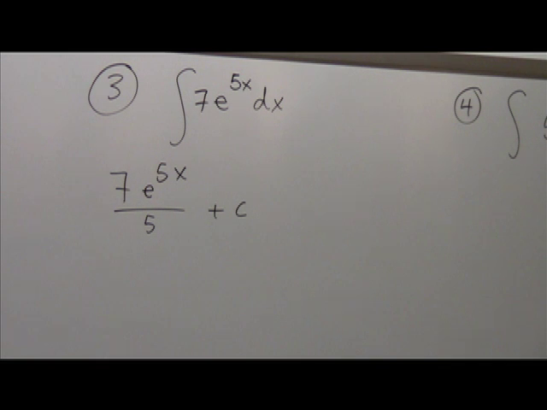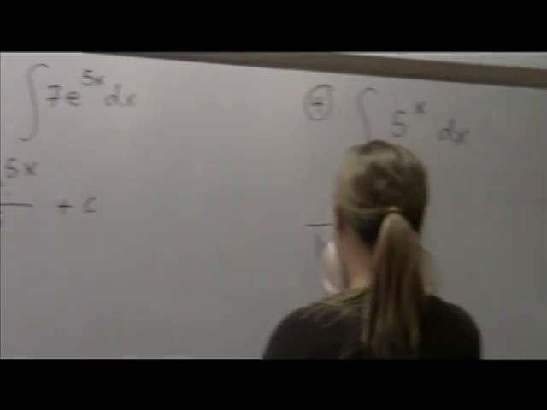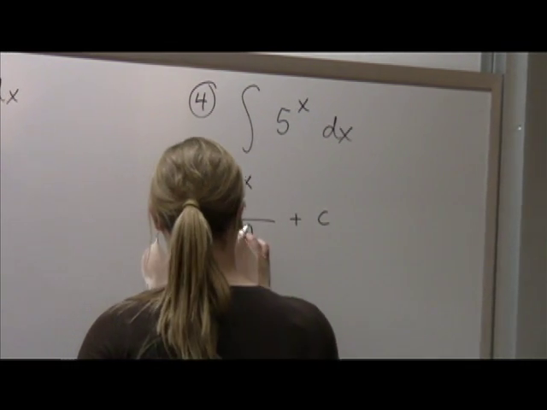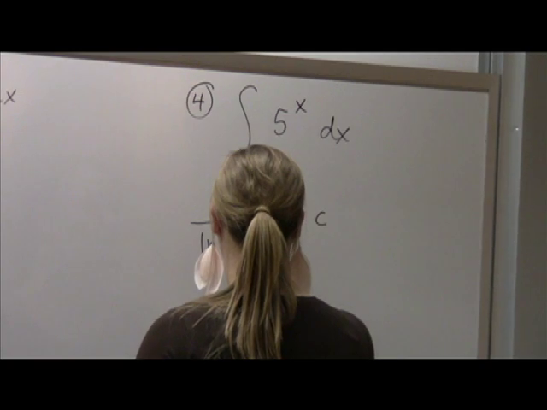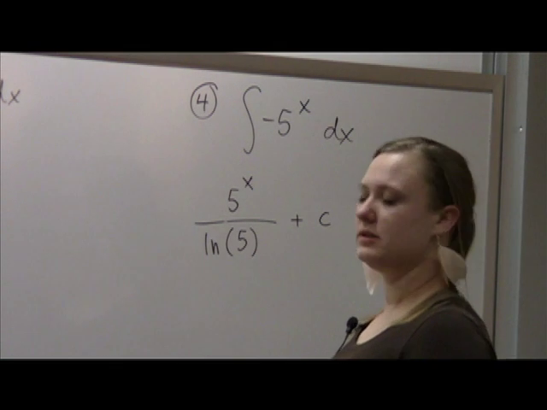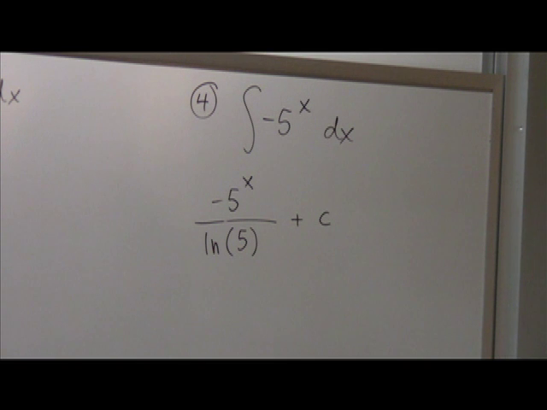And the last one, you're going to say 5x over ln of 5 plus c. Those are not absolute value signs, I'm sorry. If they put a negative right here, you just put a negative on top. Does that make sense, guys? Yeah. Excellent. You guys ready for your next round of problems? Yeah.